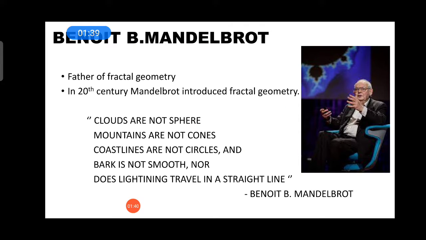Benoit B. Mandelbrot is the father of fractal geometry. In the 20th century, Mandelbrot introduced fractal geometry. He referred to himself as a fractalist and is recognized for his contribution to the field of fractal geometry, which included coining the word fractal as well as developing a theory of roughness and self-similarity in nature. He says, clouds are not spheres, mountains are not cones, coastlines are not circles, and bark is not smooth, nor does lightning travel in a straight line.